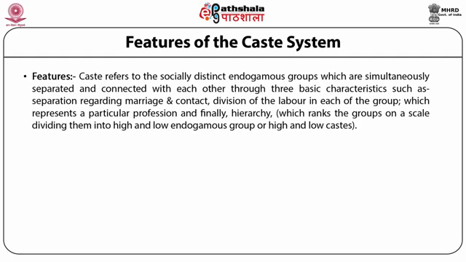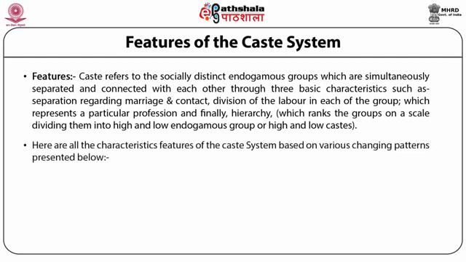However, within the changing situation, caste has adapted to various features like less rigid structure, having link with political power and variation in the segmental division. Here all the characteristic features of caste system based on various changing patterns are presented below. Descriptiveness. A person's caste was determined by birth. Caste membership could be taken away by other caste members for violation of caste rules. Marriage was also restricted to the members of the same caste.